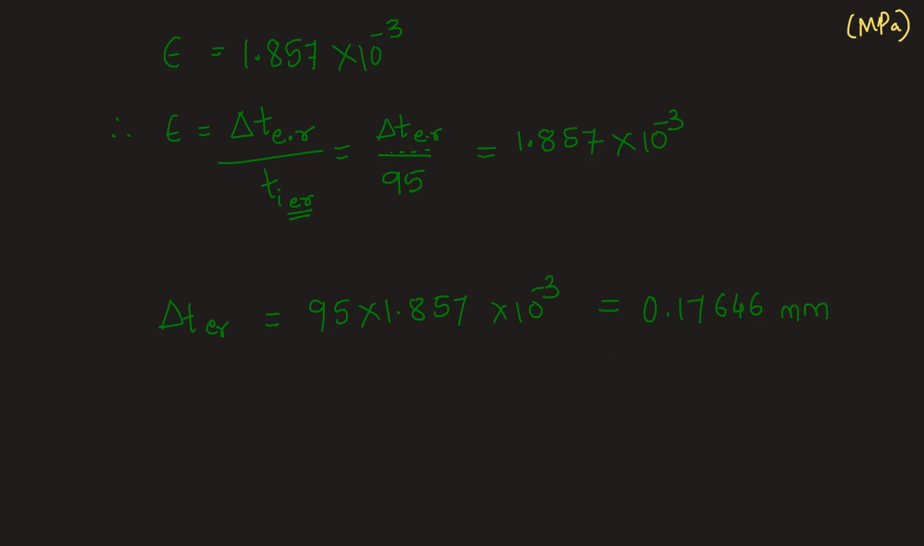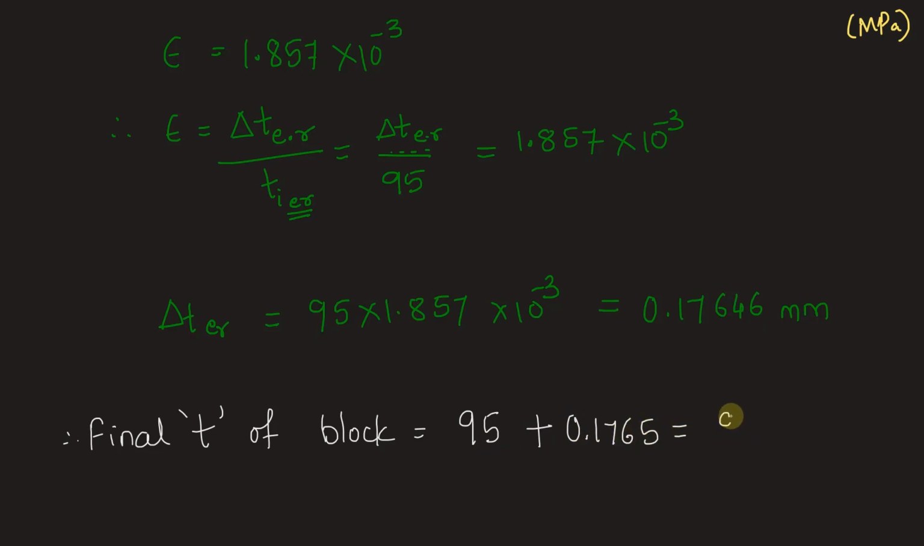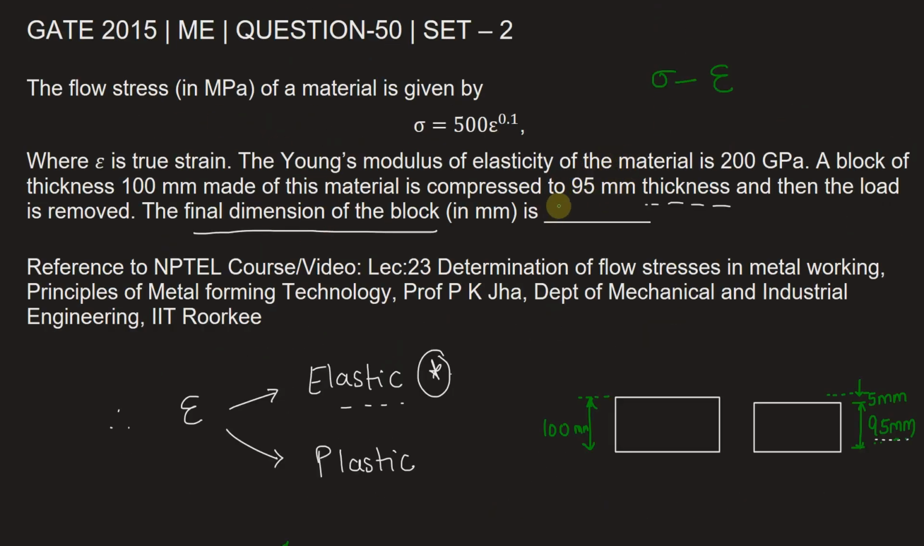This is 0.17646 millimeters. Therefore, final dimension of the block, or final thickness of block, will be 95 mm plus this elastic recovery, 0.1765. So this becomes 95.1765, which can be written as 95.18 millimeters. Let's fill in the answer. Final dimension of the block is 95.18 millimeters.